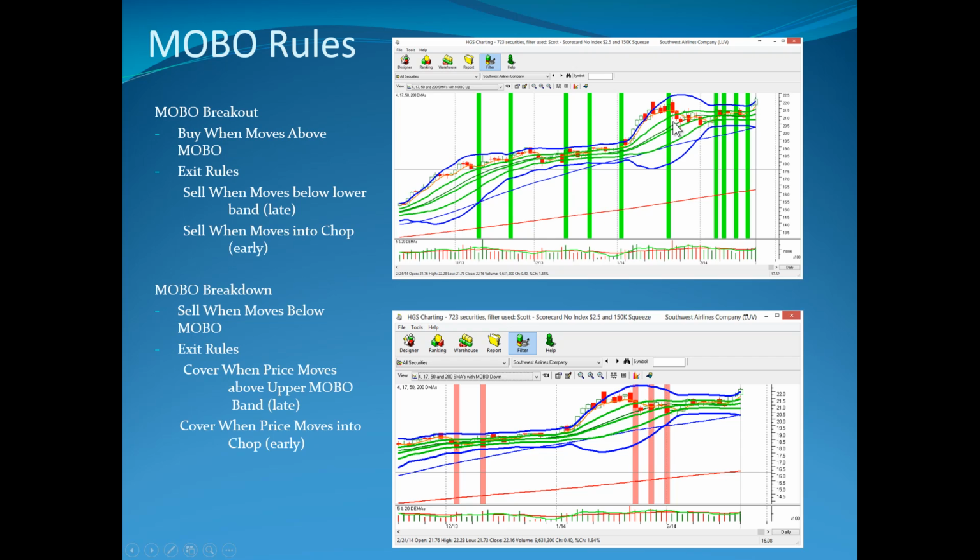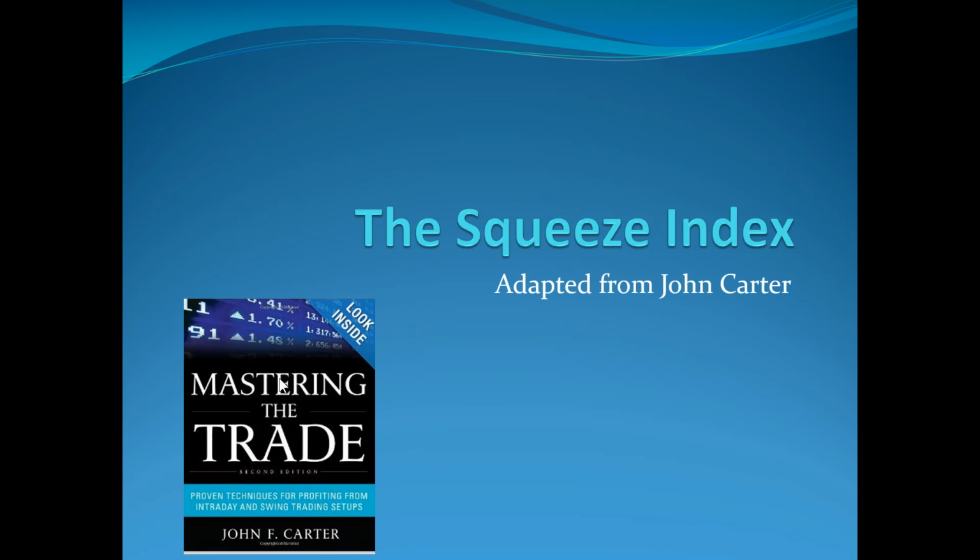A MOBO breakdown is you sell your instrument when it breaks below the lower band, and you cover when it goes above the upper band or when it goes back into chop. I don't want to spend a lot of time on the rules as much as I want to spend on the indicators and how I use them.